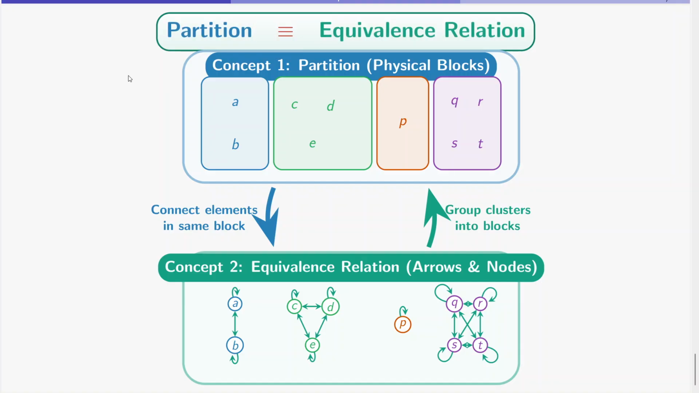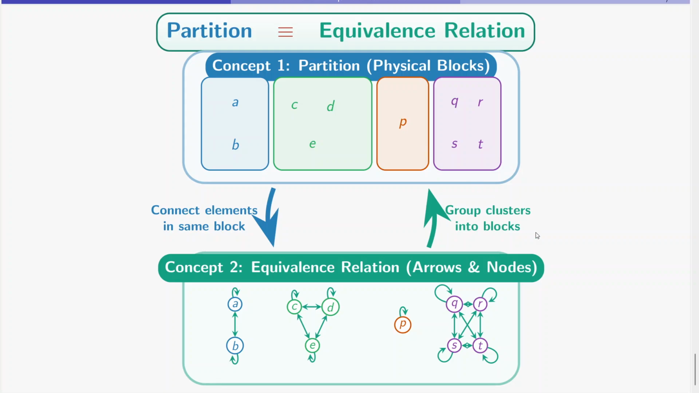If you give me a partition, a set of non-overlapping, complete blocks, I can always construct a unique equivalence relation from it by connecting elements in the same block. And the reverse is also true. If you give me an equivalence relation, any relation satisfying reflexivity, symmetry, and transitivity, I can always recover a unique partition from it by grouping together all elements that are connected to each other. These groups are called equivalence classes, and they form a valid partition.